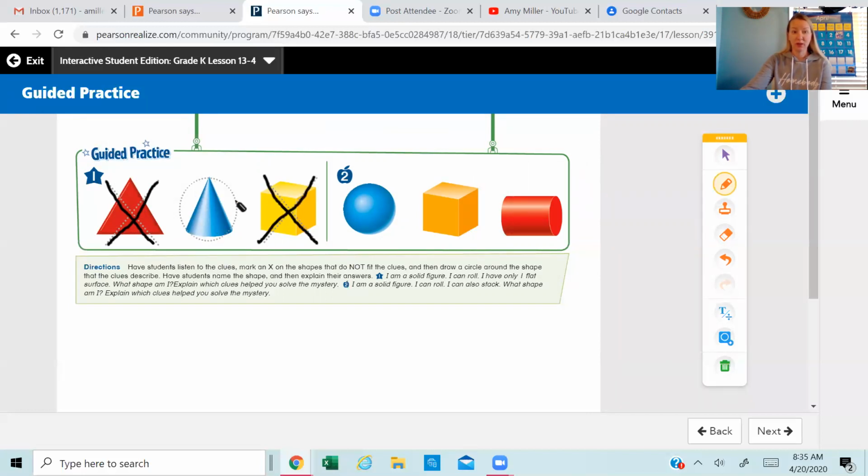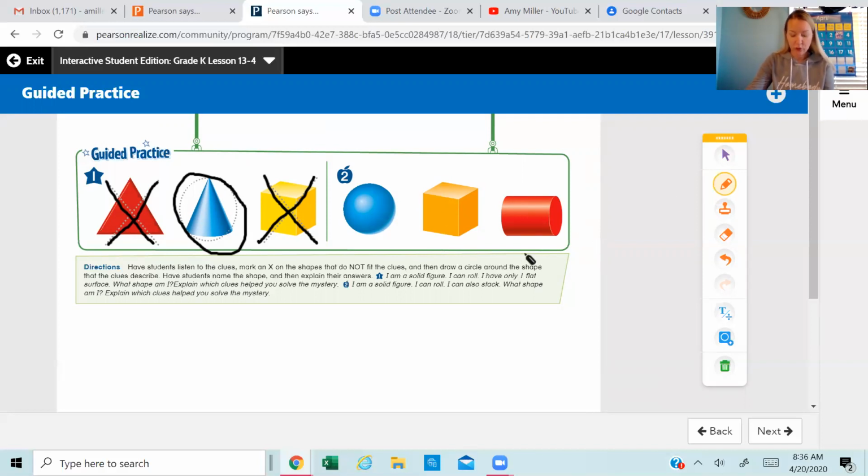So we think we already know what it is. There's only one left, but they still gave us one more clue. The third clue is I have only one flat surface. A cube has lots of flat surfaces. It actually has 1, 2, 3, 4, 5, 6 flat surfaces, and there is 1 flat surface on the bottom of a cone. So the cone is a solid figure. It can roll and it has only 1 flat surface. Good job.